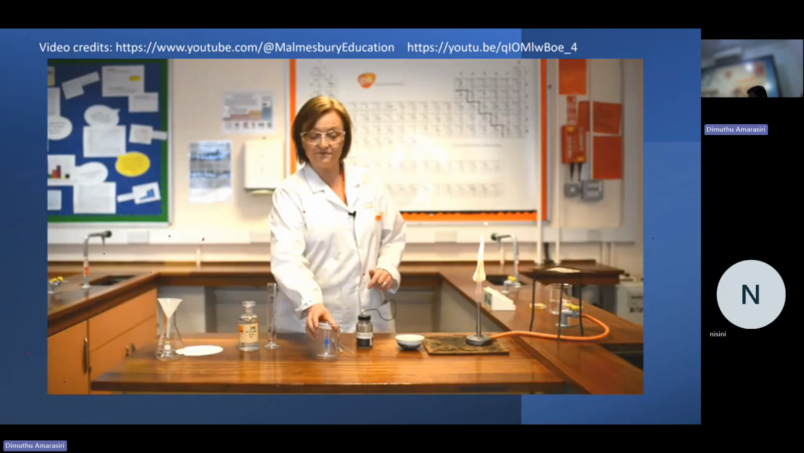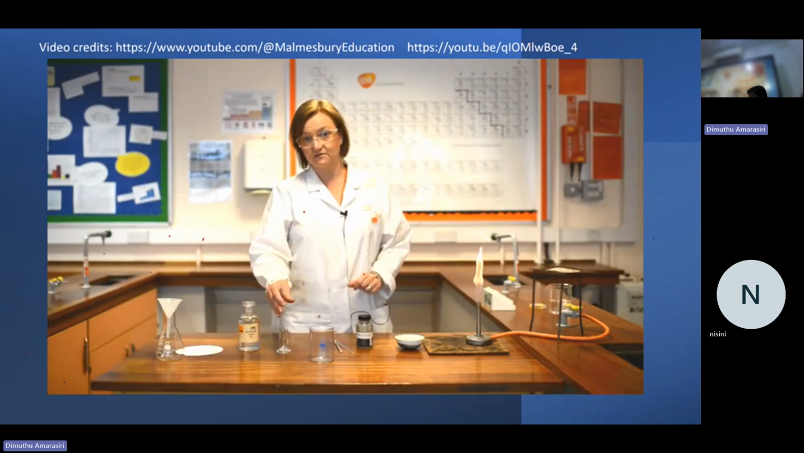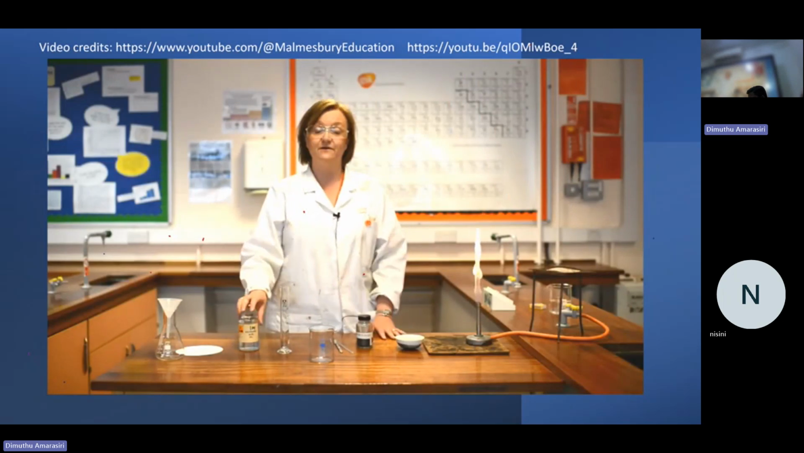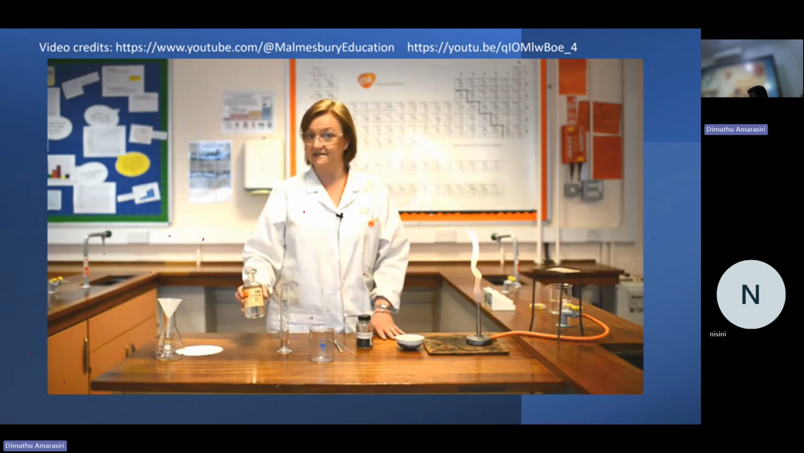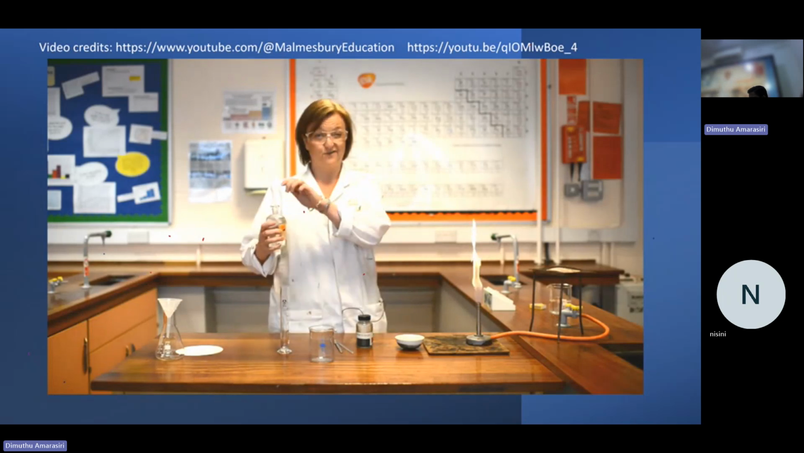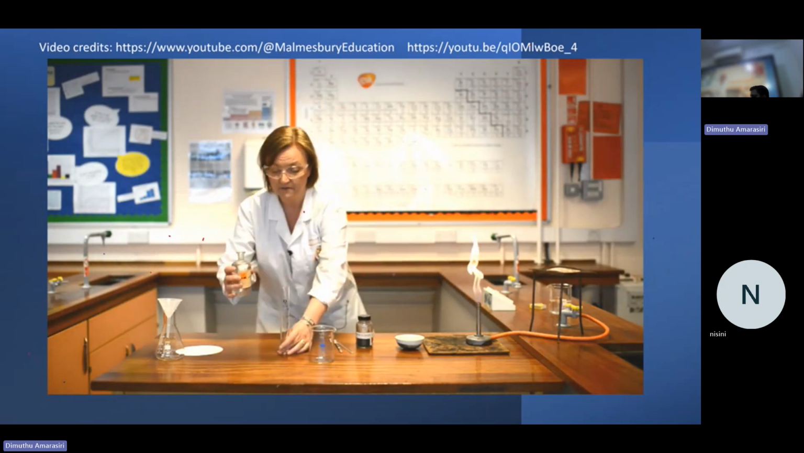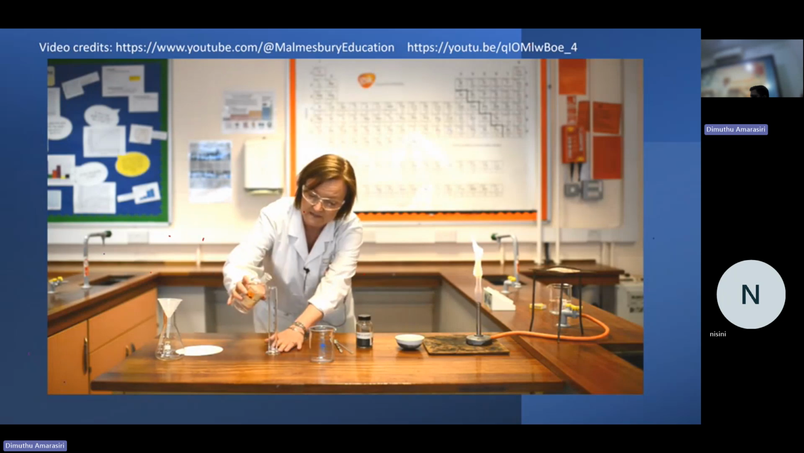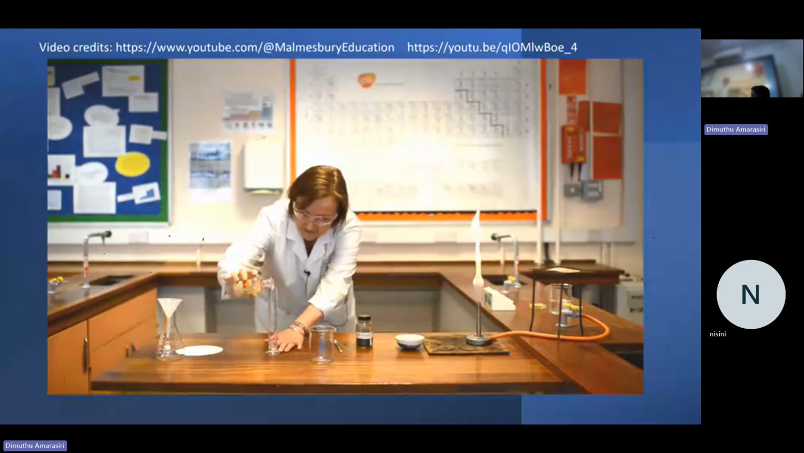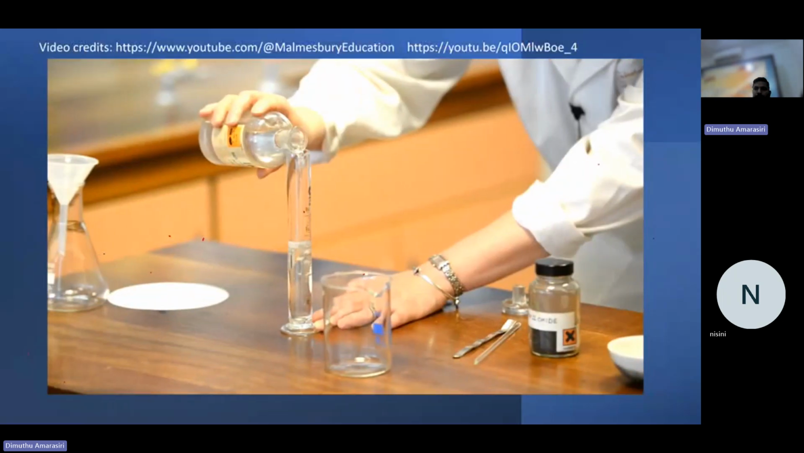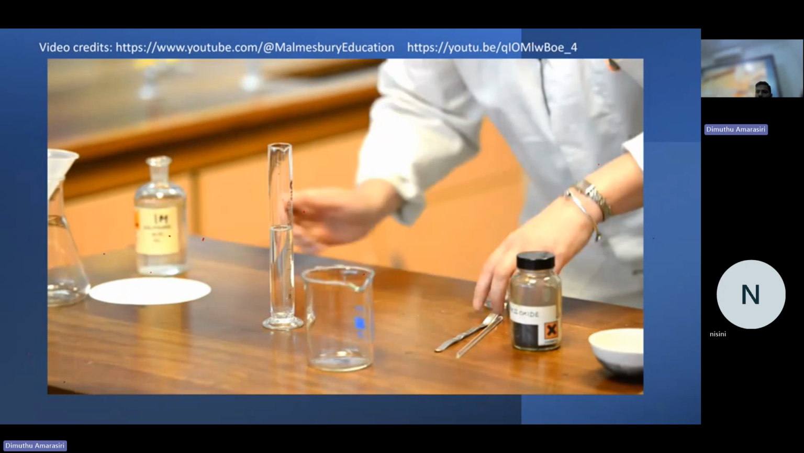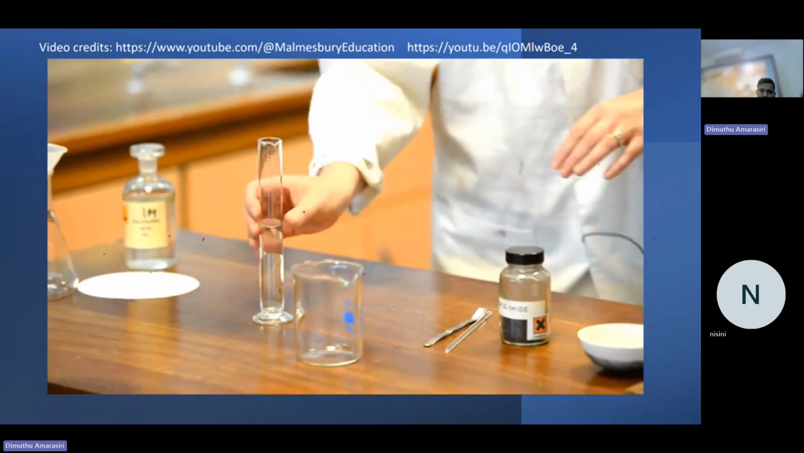So the first thing we need to do is take a measured amount of our sulfuric acid. And you'll notice I'm wearing goggles because I don't want to get the acid in my eye. This is quite strong, so I have to be quite careful. So just using a measuring cylinder, I'm carefully going to measure out 40 centimetres cubed of my sulfuric acid, and I'm going to pour that into a beaker.